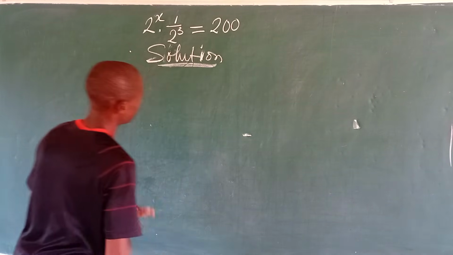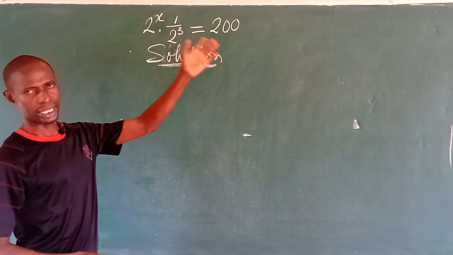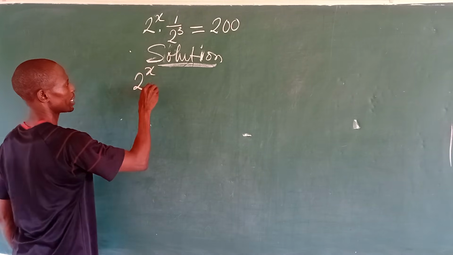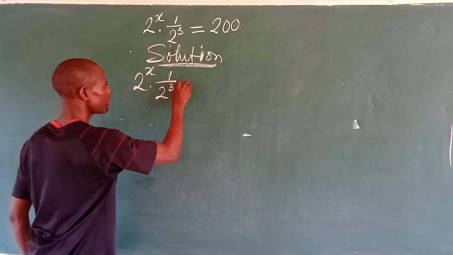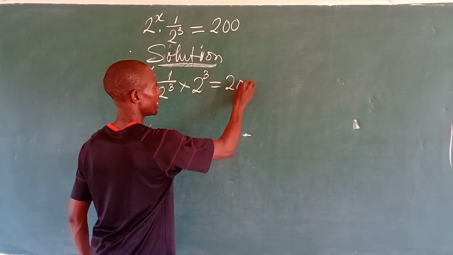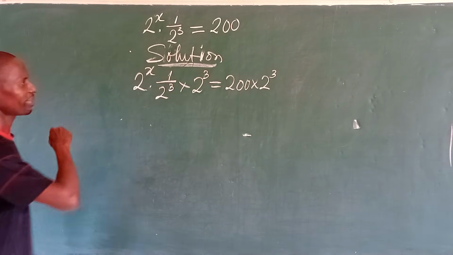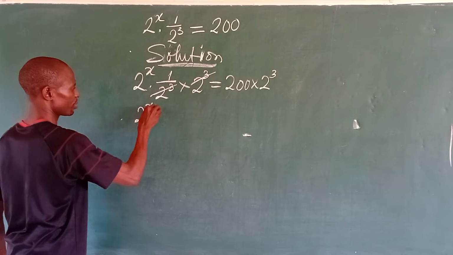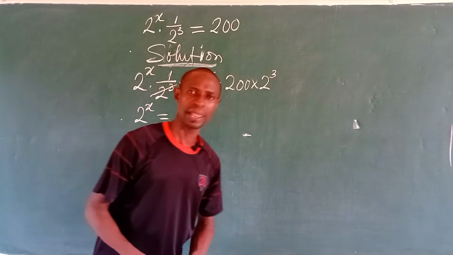All right, so from here, look at this 2 to the power of 3. Eliminate it. So how do you do that? We are going to have here 2 to the power of x times 1 all over 2 to the power of 3, times 2 to the power of 3, equal to 200 times 2 to the power of 3 also. So what happened? This and this leave the system. So we are now left with 2 to the power of x equal to, what is 2 to the power of 3? That is 8.